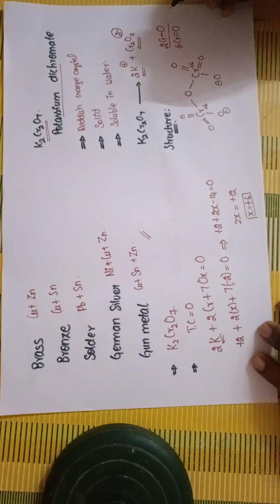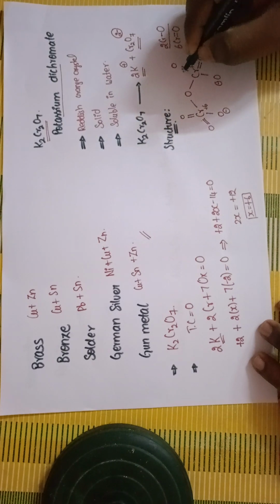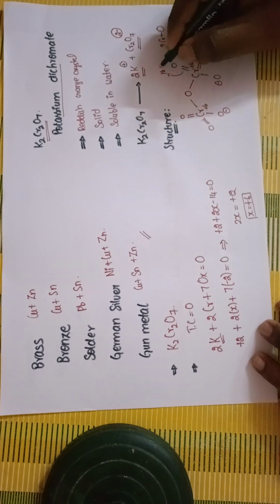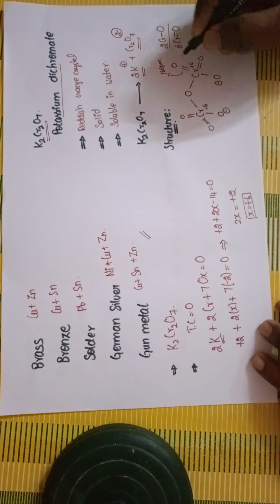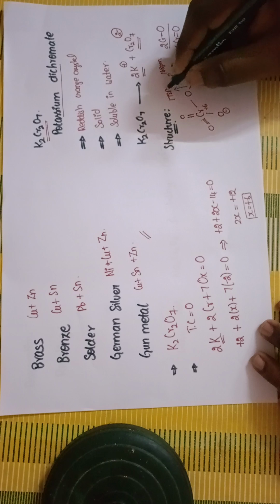Two types of bond length are there. 2 Cr-O single bonds are there, and 6 Cr-O double bonds, which have the same bond length. Here the bond length is 168 picometer. Here the bond length is 178 picometer.